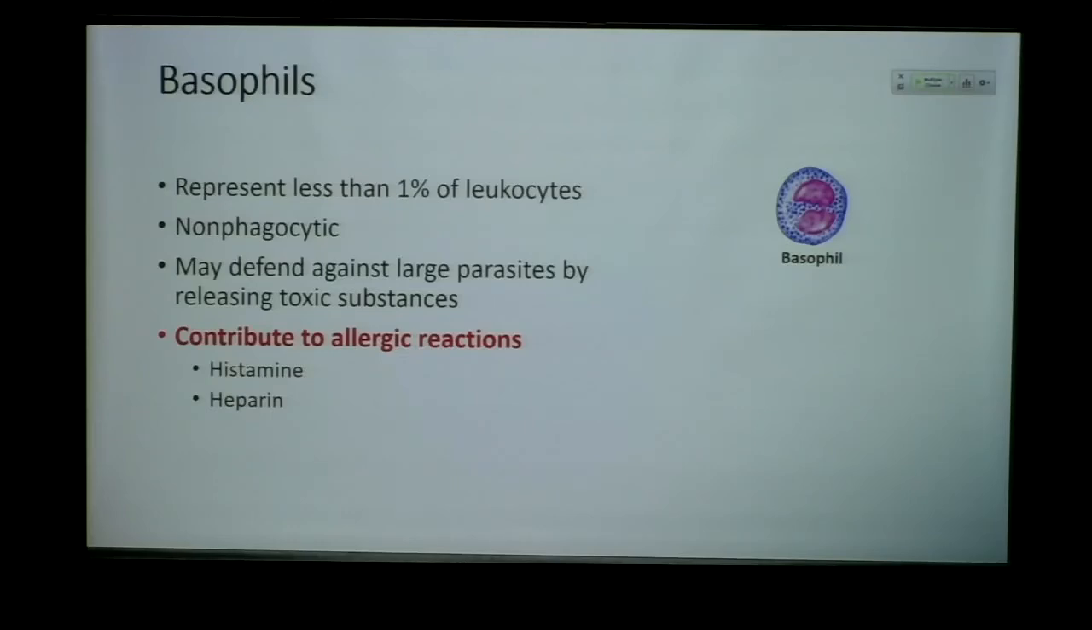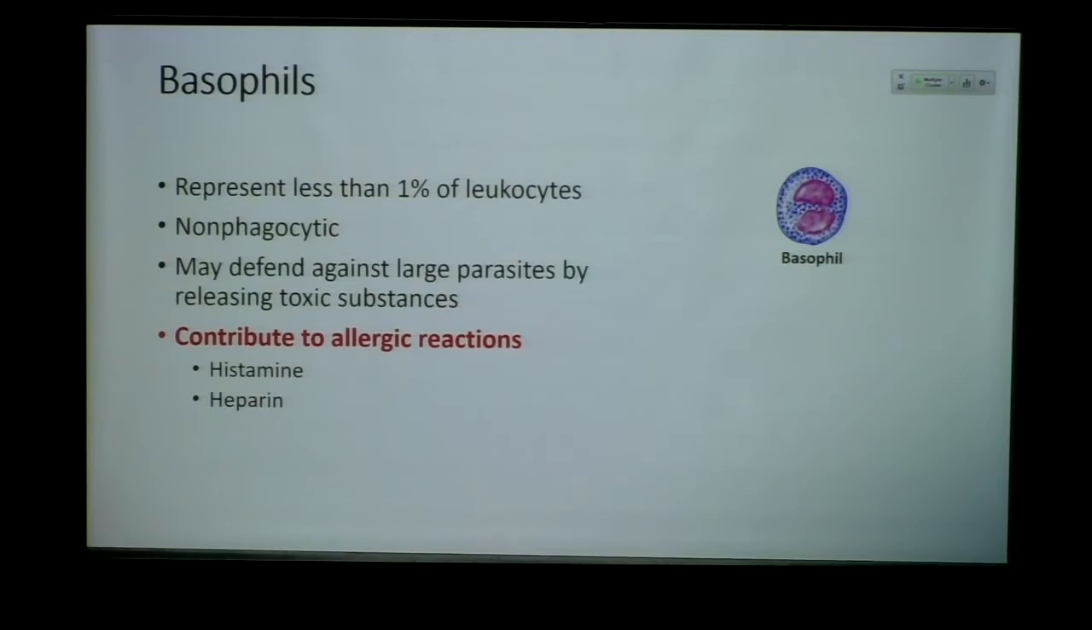Basophils are one of our granulocytes. They represent about 1% of the total leukocytes. They are non-phagocytic, meaning that they do not have the ability to engulf or to destroy in that way that other cell types do. They do defend against large parasites by releasing those toxic granules. I mentioned earlier that the granules present inside the cell, which you can see here, are toxic substances aimed at destroying pathogens and invaders, usually large parasites for basophils.